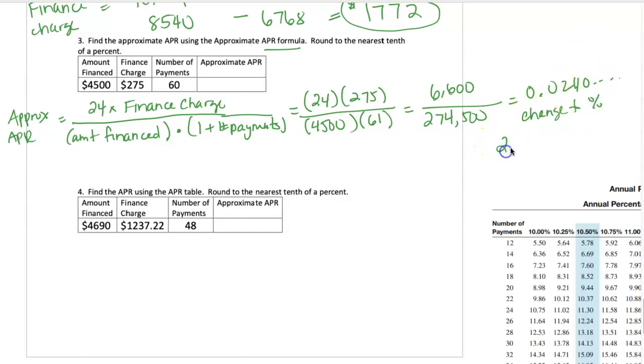So I get 2.40%. And if I round to the nearest tenth of a percent right here, the 0 next to it says to keep that the same. So 2.4%.